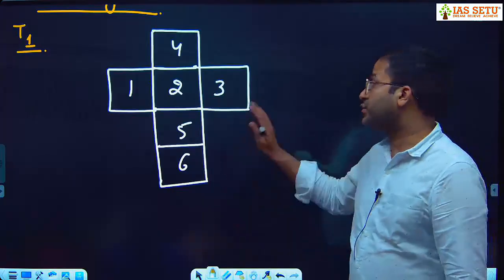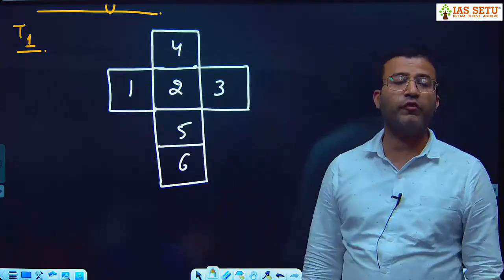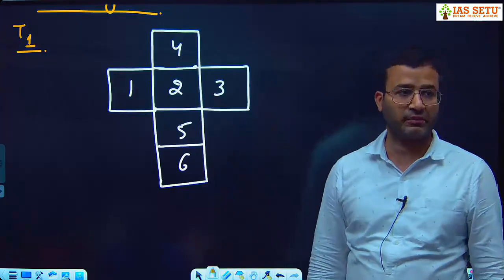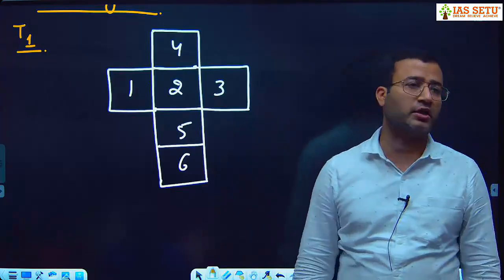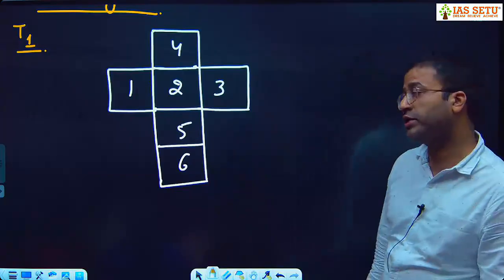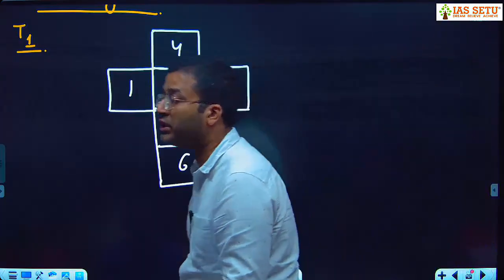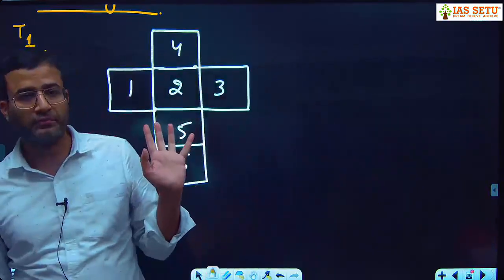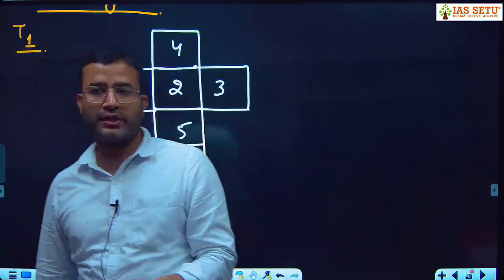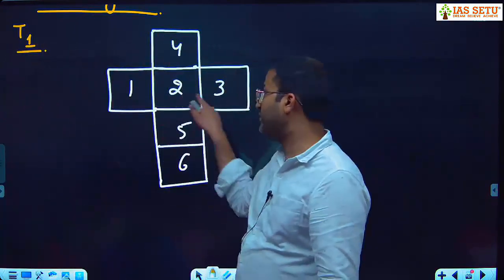Here there is no need to fold, because for folding you need to be good in imagination. But we have a direct short trick. Without folding this, we can solve this question in 2 seconds. What is our shortcut here? This is column and this is row.